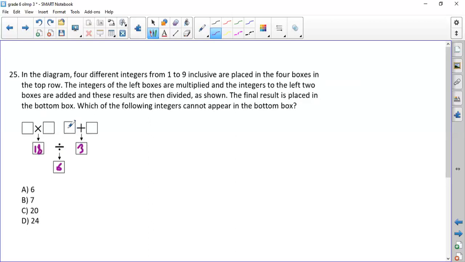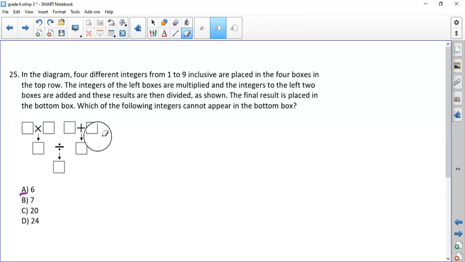So for 3, what possibilities do I have? 1 plus 2. Numbers from 1 to 9. To get 18, I can put which numbers? 3 times 6. So 3 times 6 is 18, and 1 plus 2 is 3. Their division will give me 6. So this one is possible. There can be a lot of other opportunities for this one, but if I found one, it is okay. So 6 is possible to be put in the bottom box.